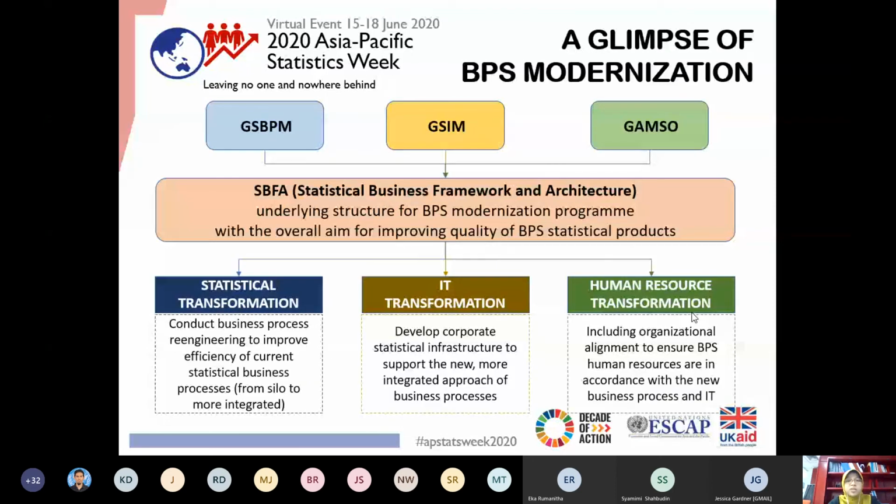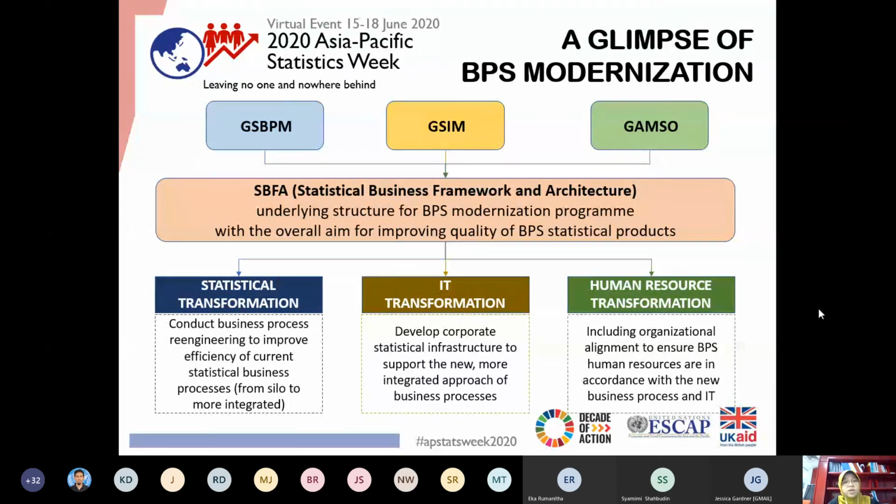To address those issues, BPS has been undertaking a modernization. Here, we provide you with just a glimpse of BPS modernization. In 2015, we constructed SBFA, or Statistical Business Framework and Architecture.